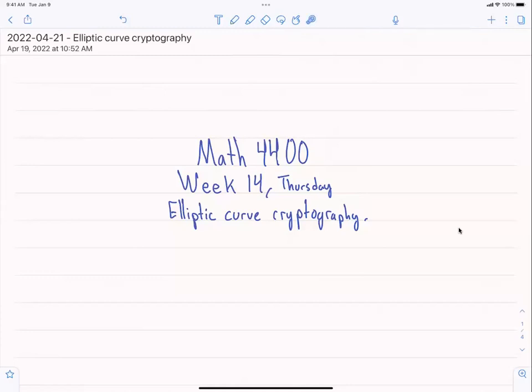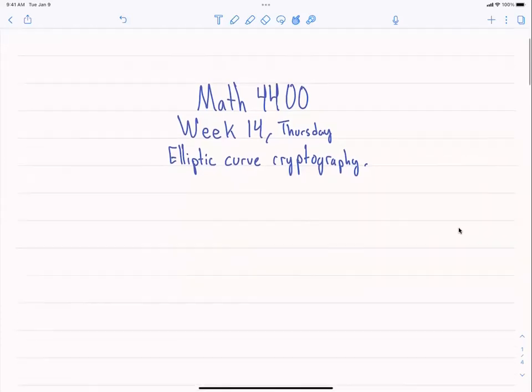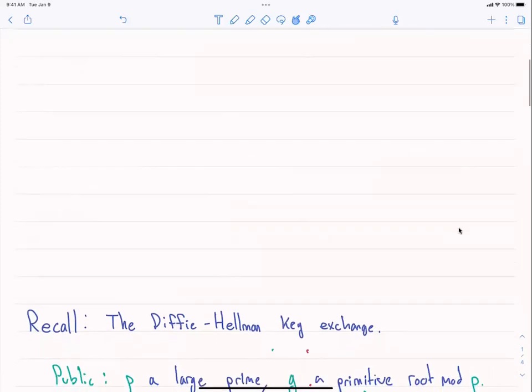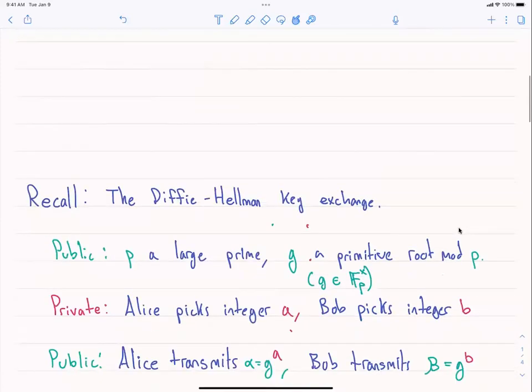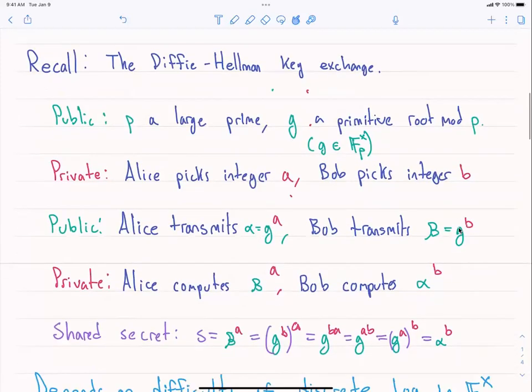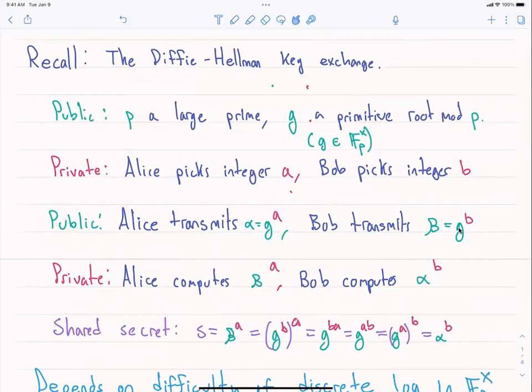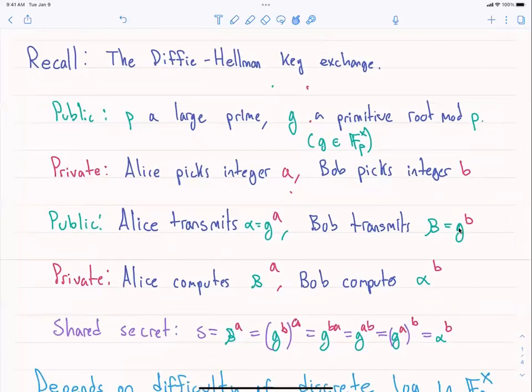So the topic for this final lecture is elliptic curve cryptography. So we're going to see an application of this group structure that we introduced in the lecture and in class on Tuesday. But before doing anything for elliptic curves, let me just recall how the Diffie-Hellman key exchange works. This is what elliptic curve cryptography is going to be modeled after.